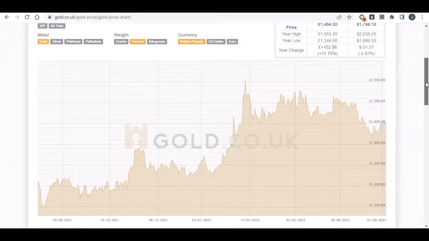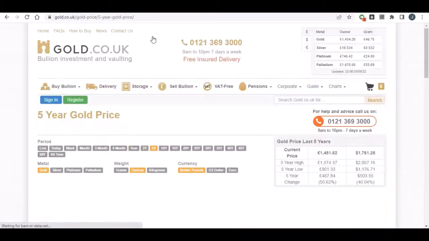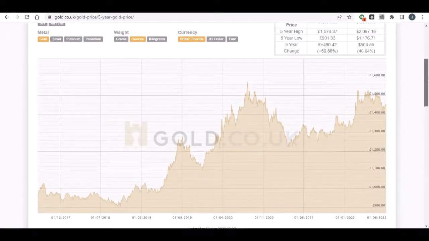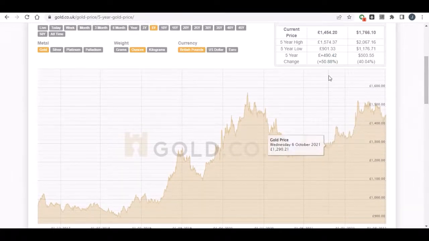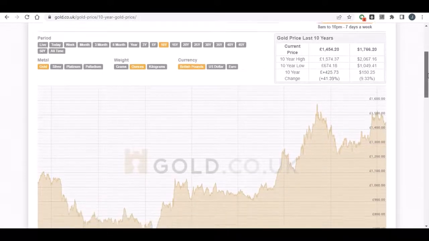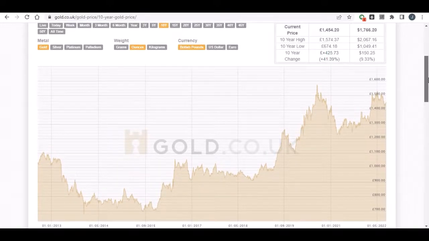You can see up here plus 11.75% on the year. But let's look at 5 years. After all, if you're going to be investing, it should be for the long term. Now on 5 years, that's showing just over 50%. It doesn't sound too bad. What about 10 years? 10 years is just over 40%.